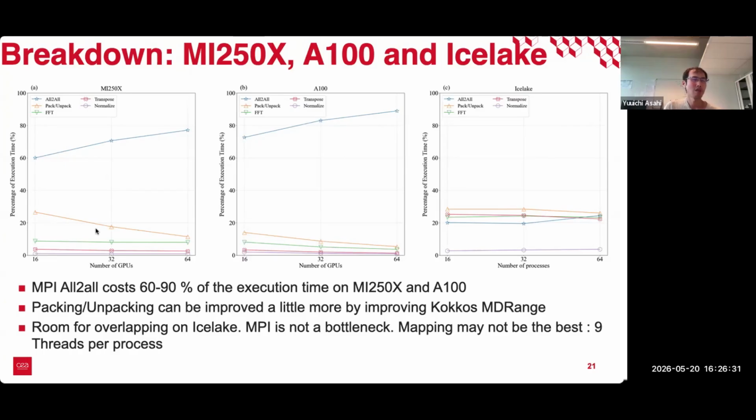But sometimes on the MI250X, we have slightly bad performance of the pack and unpack GPU kernels, which should have been addressed recently because of our optimization of the MDRange. Overall, on GPUs, MPI all-to-all costs 60 to 90% of the total execution time. For pack and unpack, at the moment I did this measurement, performance was not good, but it has improved quite a bit recently, and the optimization should be available in the Kokkos 5.2 release.